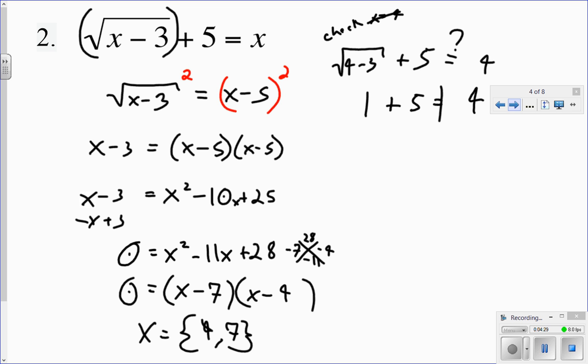Notice, if this value here would have been a negative 1, it would have been true. By squaring at this step, we sometimes have issues with getting solutions that aren't correct.